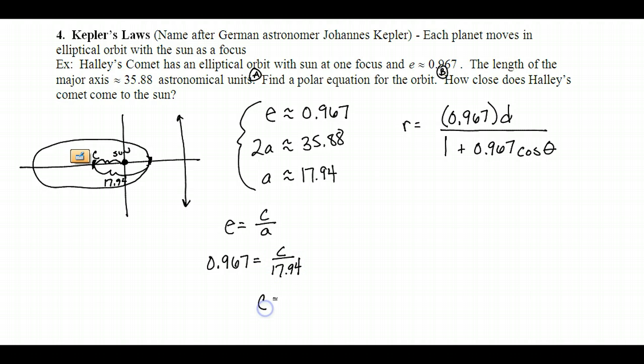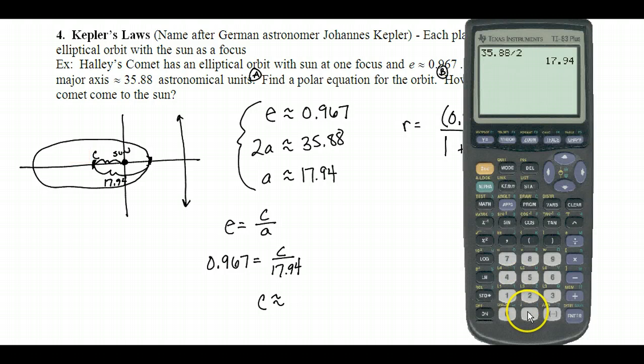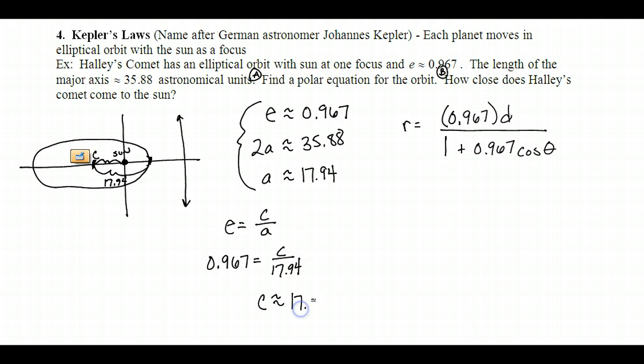Therefore, we know that C is approximately 17.94, which I already have in there, times 0.967, and that gives me, I'll round to 3 decimals, 17.348.